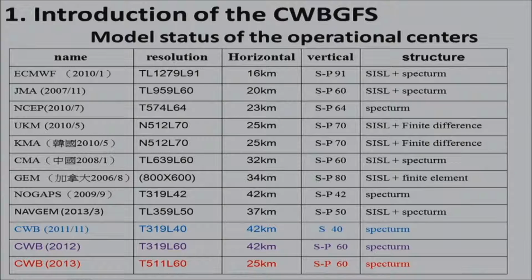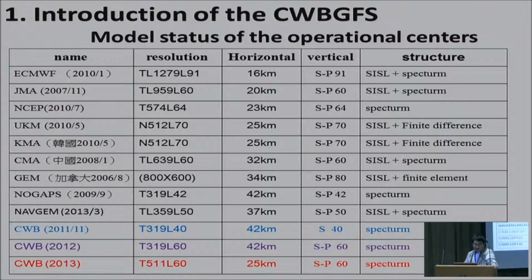This table shows the model status of the operational centers in the world. For example, ECMWF upgraded their model to TL1279L91 in January 2010. The horizontal resolution is 60 kilometers, and vertically they have 91 layers in sigma coordinate. The dynamic structure is semi-implicit and semi-Lagrangian plus spectral.